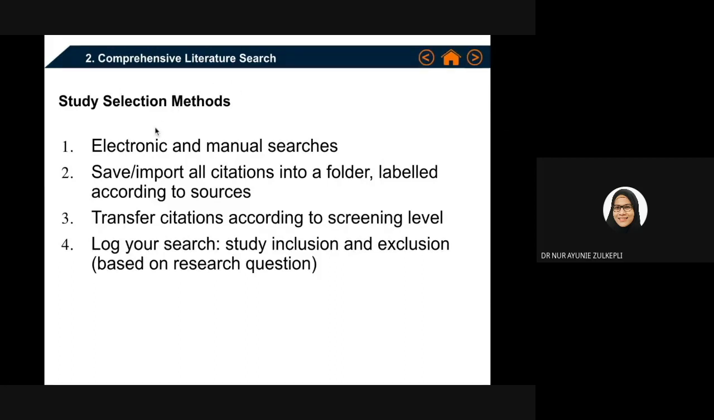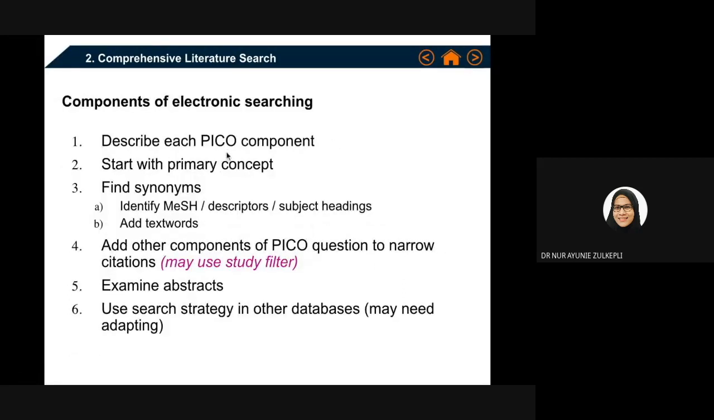Okay, there are several study selection methods. You can use the electronic or manual search. You can save, import all citations into a folder, label according to sources. For this one you can use a software package like EndNote, and you can transfer citations according to screening level. And I will teach you how to do the screening level of your literature that you compile, okay? And you log your search. You will have your study inclusion and exclusion, okay, based on the research question.